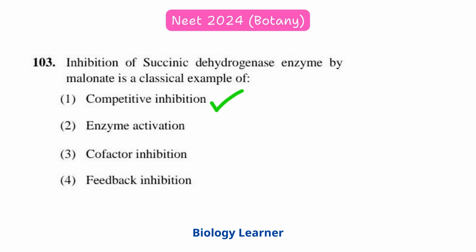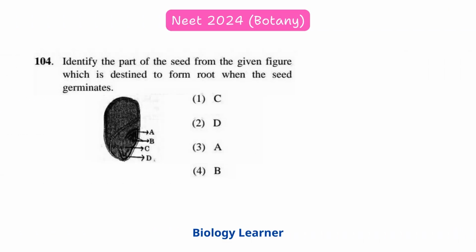Inhibition of succinic dehydrogenase enzyme by malonate is a classical example of competitive inhibition. Identify the part of the seed from the given figure which is destined to form root when the seed germinates.